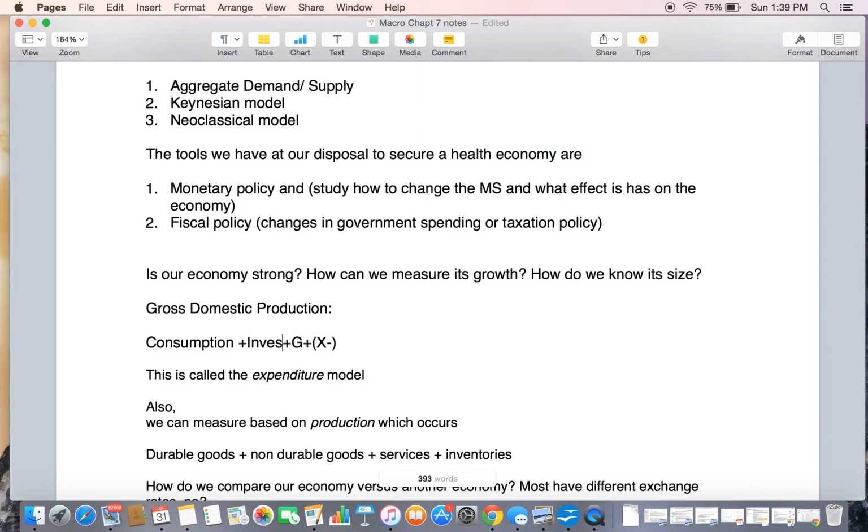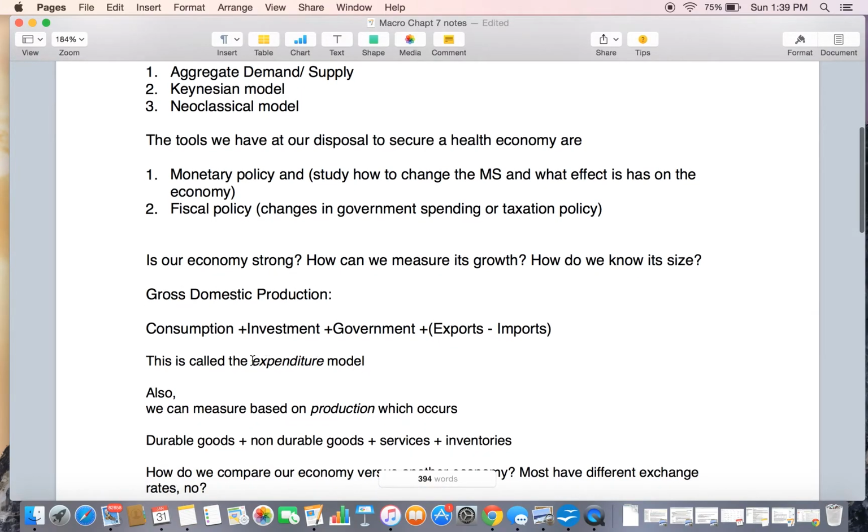everything that is invested, everything that is spent by the government, and instead of invested, I'll put investment, and all of our exports minus our imports. And we would call this the expenditure model.